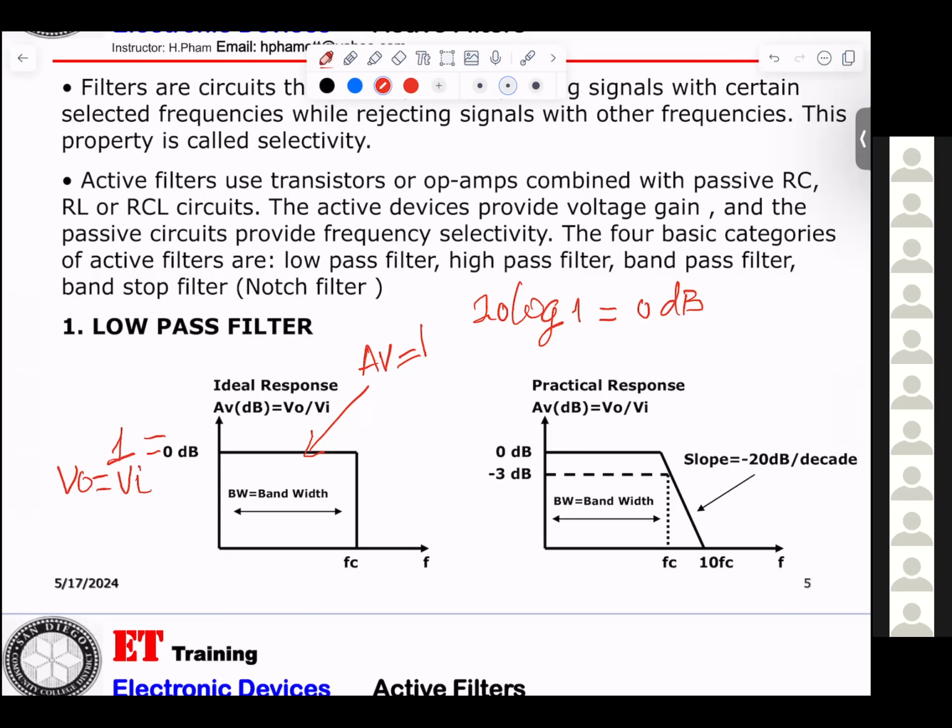By the way, if I take 20 log 0.707, what do you get in dB? -3. -3.